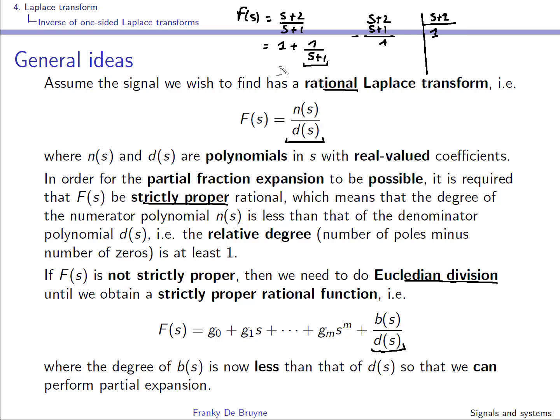And please check, if you do a Euclidean division, whether the result is correct by putting everything back on the same denominator. And indeed this is correct, because if you put it on the same denominator, you have s plus 1 plus 1. So indeed this is correct.